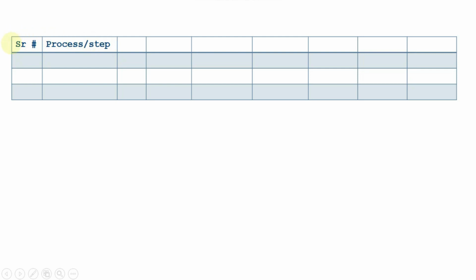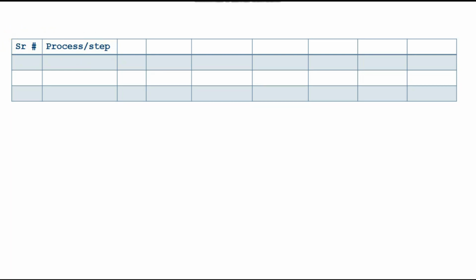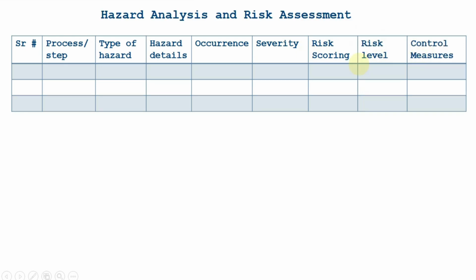In the third column you will mention type of hazard, then hazard details. I will describe what is meant by this. Then occurrence and severity, and you will calculate the risk, total risk. I have labeled it as risk scoring. You can also mention it as total risk. Then in the next column type risk level, and finally control measures. So our final format will look like this.